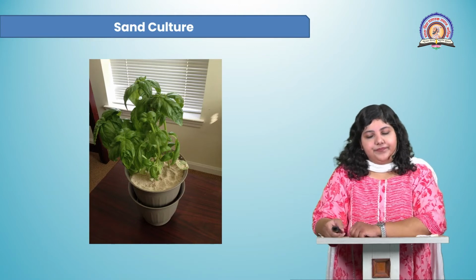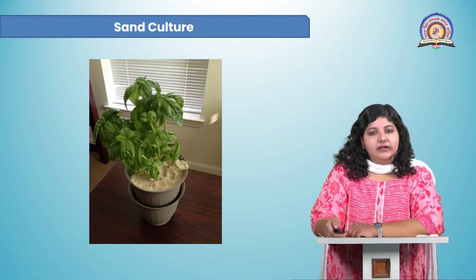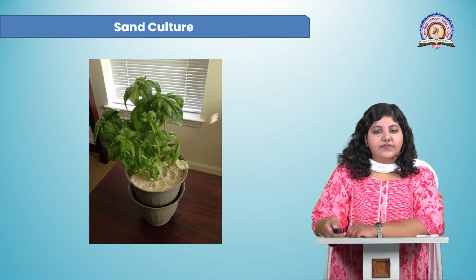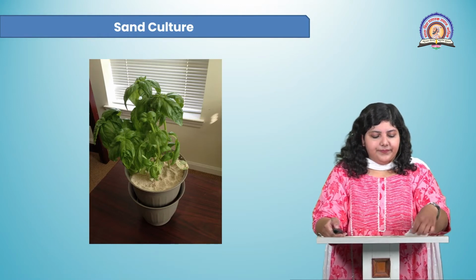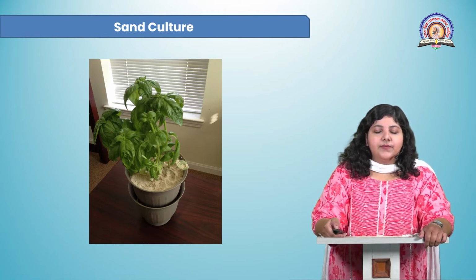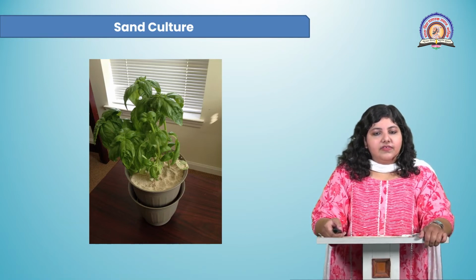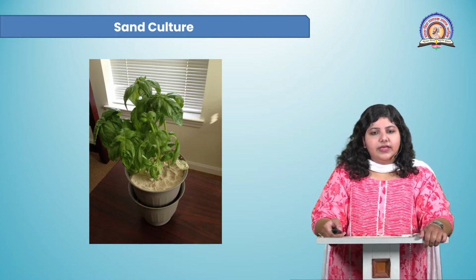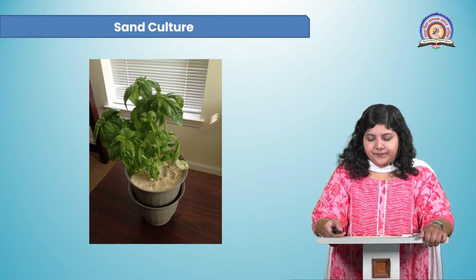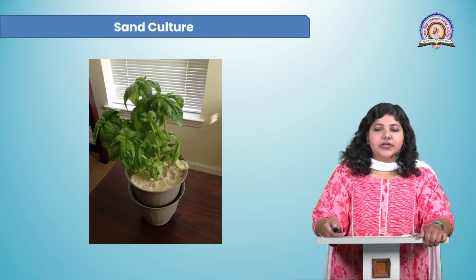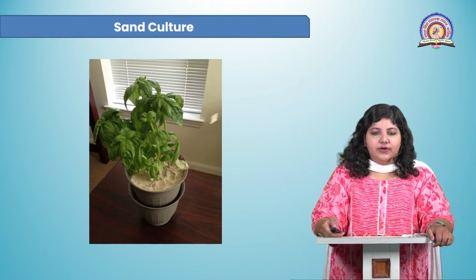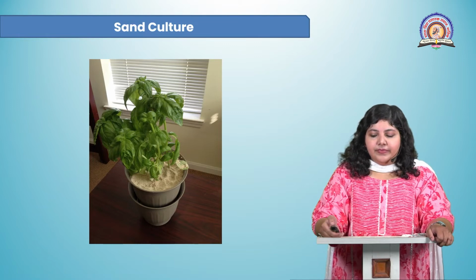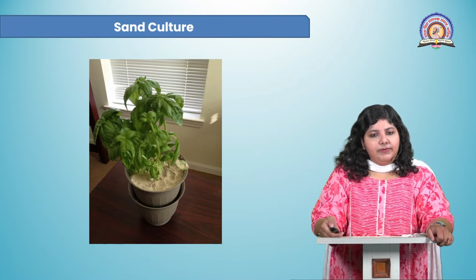In this method, the plants are planted in sand. The sand is washed thoroughly, made sterile, and filled in earthen pots with drainage holes. The experimental plant is planted in this medium. The nutrient solution is supplied to the plant using a drip method or any other method to check whether a particular element is necessary for its growth or not. That element is deleted from the solution and the other elements are supplied in proper quantities.